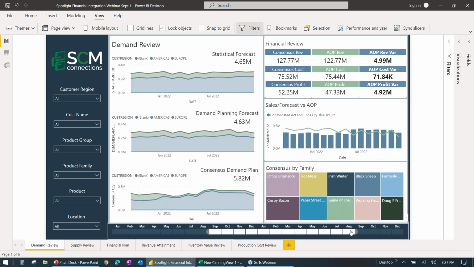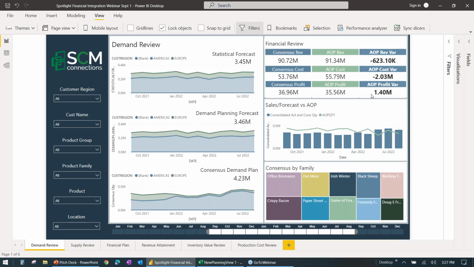Then we can slice and dice pretty easily. I don't want to look at everything, I only want to look at the next 12 months. So I have a slider on the bottom. It's going to update quickly, and I'm going to see my numbers. Again, I'm pretty close. My statistical forecast is 3.5 million. I'm looking at my demand planning forecast here. You can see in this case Americas are sitting at 2.24 for May of 2022, and Europe sitting at 68.